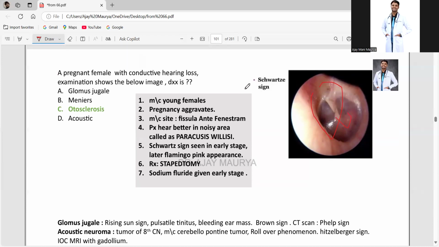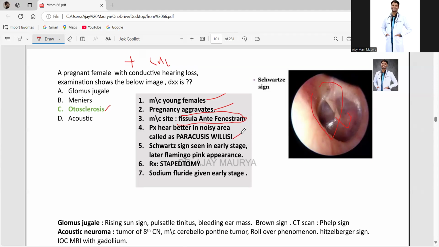If they mention a young pregnant female with conductive hearing loss, remember the diagnosis must be otosclerosis, because pregnancy is the main trigger. Most common in young females, and pregnancy aggravates it. Most common site is the fissula ante fenestram. The patient hears better in a noisy area. It is called as, see here.